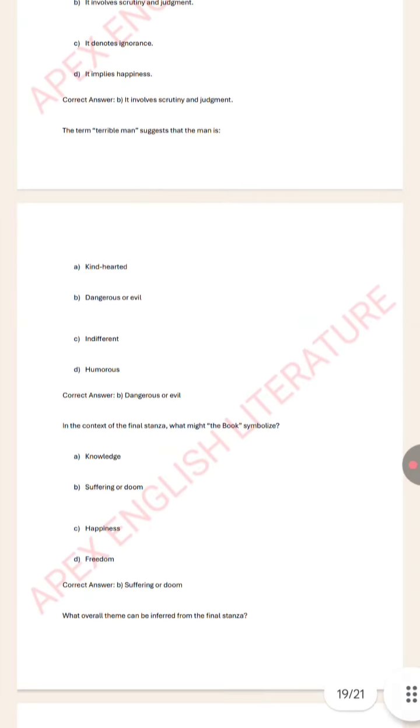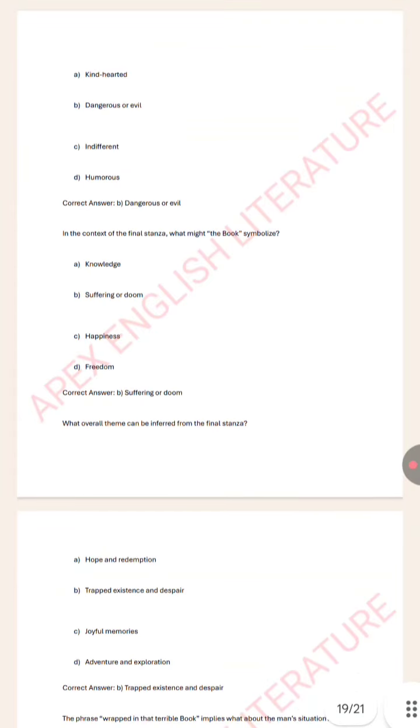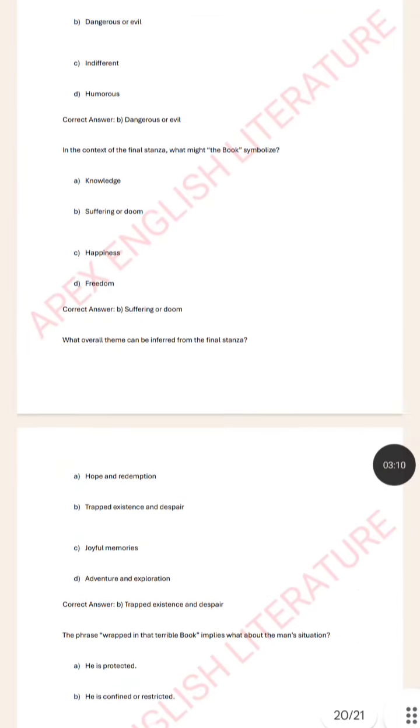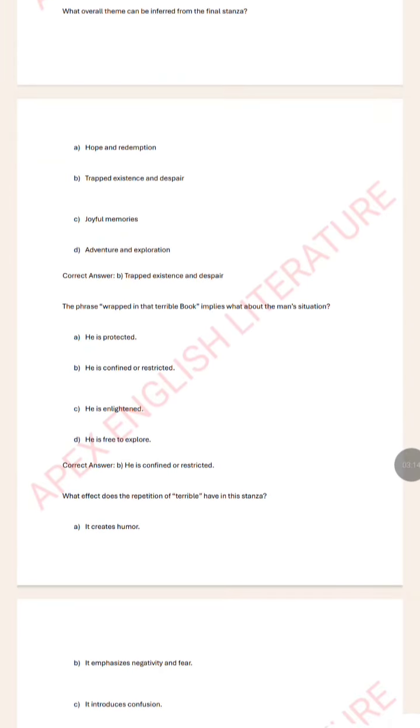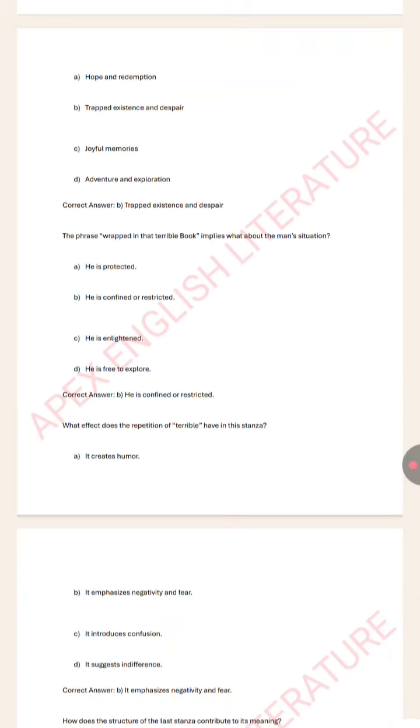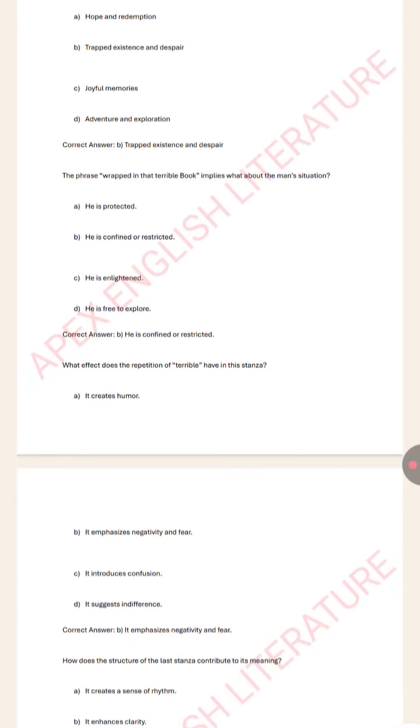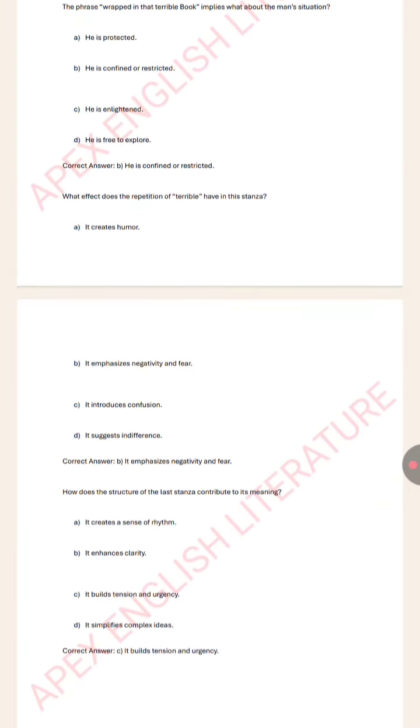In the context of the final stanza, what might the book symbolize? Suffering or doom. What overall theme can be inferred from the final stanza? Trapped existence and despair. The phrase wrapped in the terrible book implies what about the man's situation? He is confined or restricted.